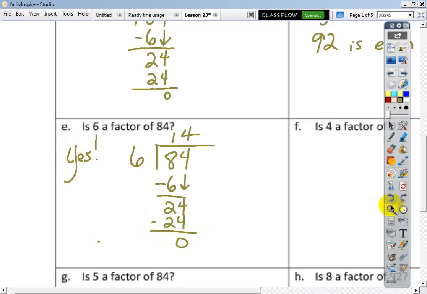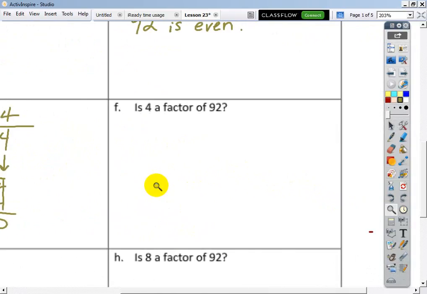Going on to F. Let's see if 4 is a factor of 92. Okay, I'm going to do long division here too because I'm not sure. I don't know my 4s too far up. I don't memorize how many times 4 goes into 92. So I would put 92 in the house, put 4 outside. 4 goes into 9. Yes, it does. As close as I can get is 2 times, because that will get me to 8. 9 minus 8 is, I bet you know, 1.